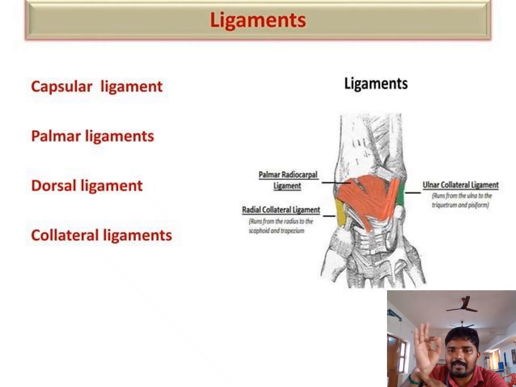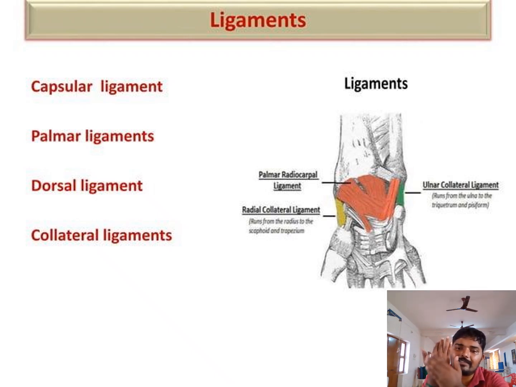Next ligament, the yellow color ligament, is on the thumb side. Below the thumb is the styloid process. The styloid process to the carpal bone area is mainly attached to the radial collateral ligament. These ligaments are marked in yellow. Okay, radial collateral, ulnar collateral, then palmar radiocarpal ligament.